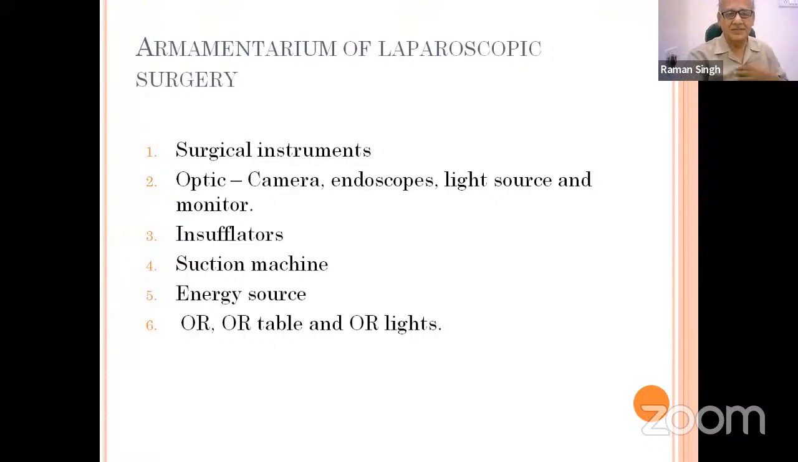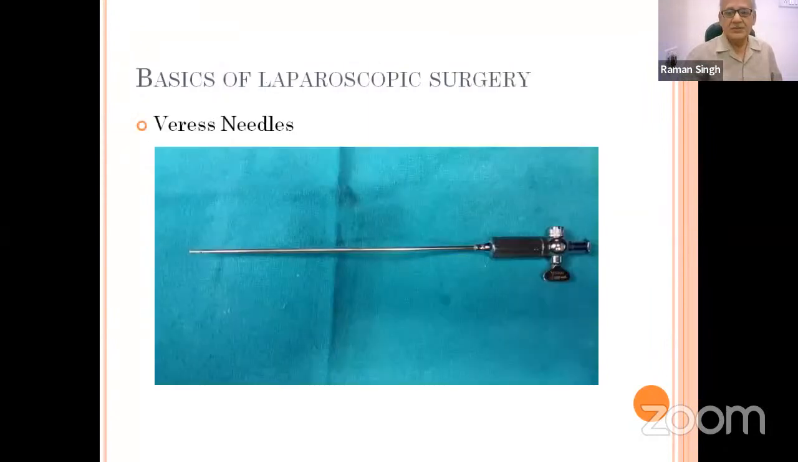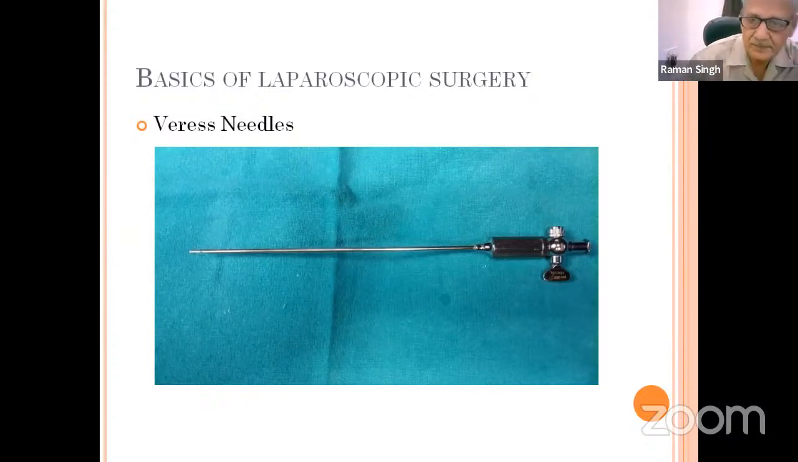these objects. Now, in the armamentarium of laparoscopic surgery, there are various hand instruments, the optics like camera, endoscopes, light source, monitor, insufflator, suction machine, energy source, operation room table, and operation lights. Now, if you go to the instruments, I told you the first instrument which is required in laparoscopic surgery is the Veress needle. Can you see this Veress needle?